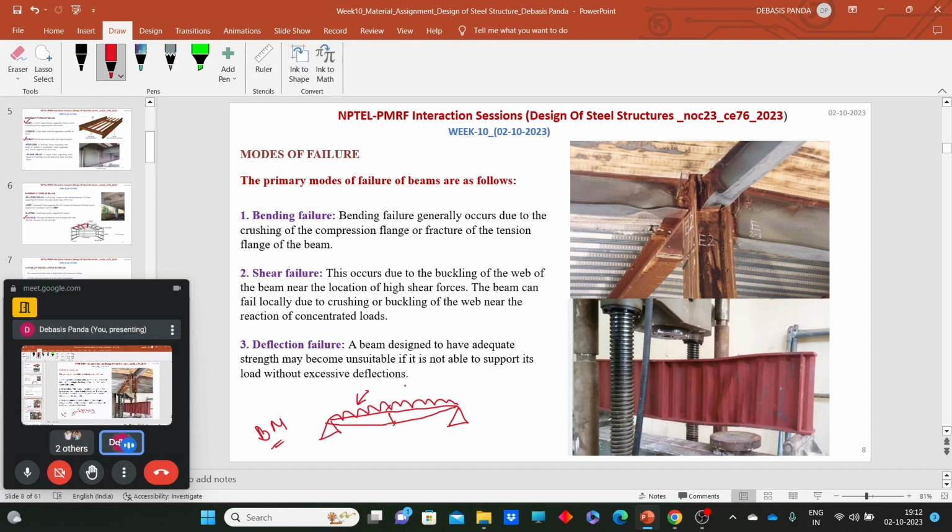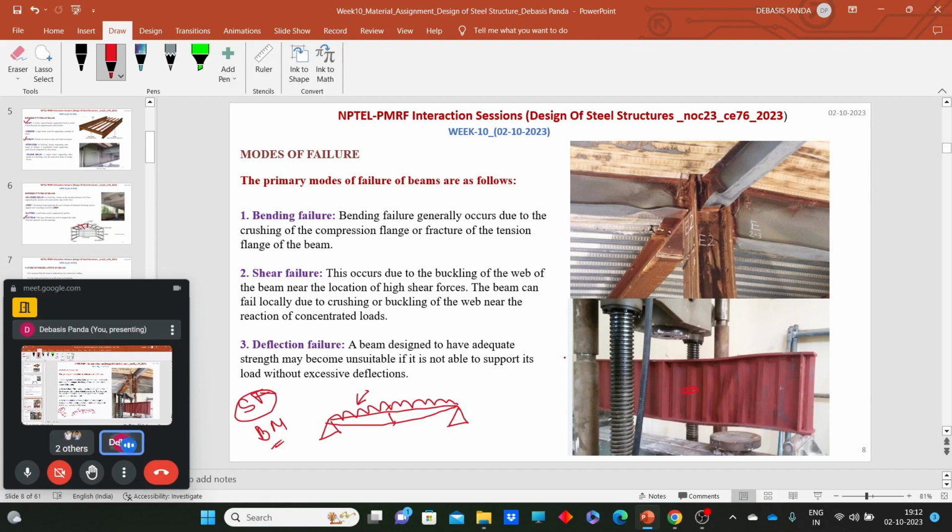Now due to that transverse loading, one more thing is occurring at the cross section of the beam, that is shear force is generated. Due to that shear force, different kinds of shear stresses will be produced in the beam. Generally the web portion will take care of the shear. So while we design the beam, we need to take care of the shear force also.